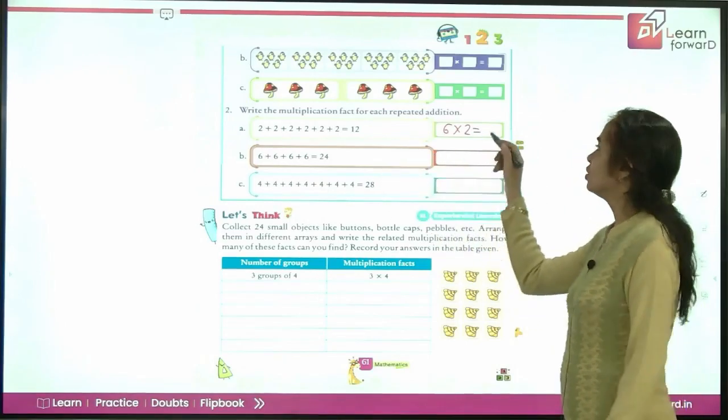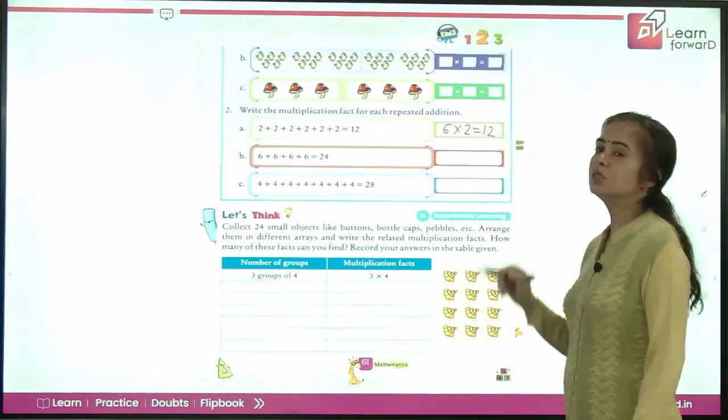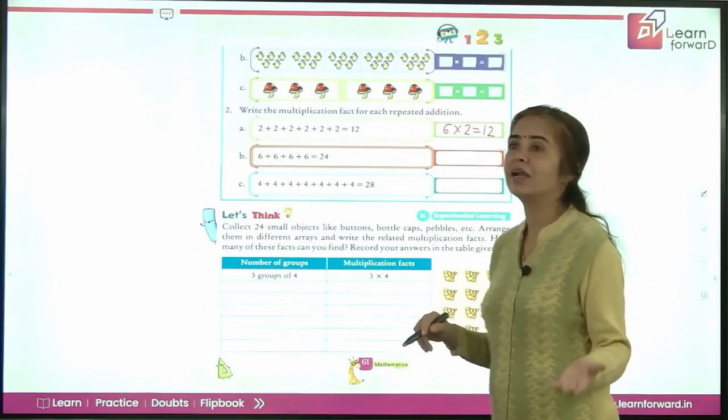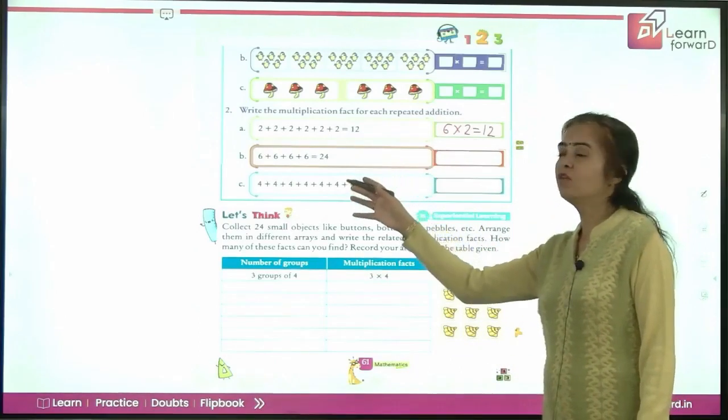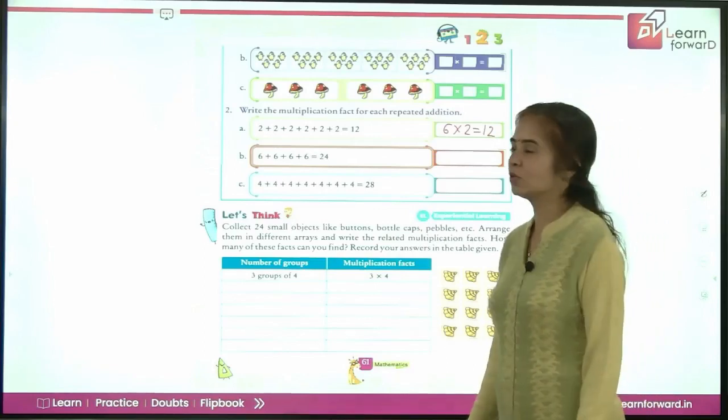The answer is also given there. 6 times 2 is 12. So, you need not add because the answer is already given here. So, write the multiplication fact for these two sets of numbers also.